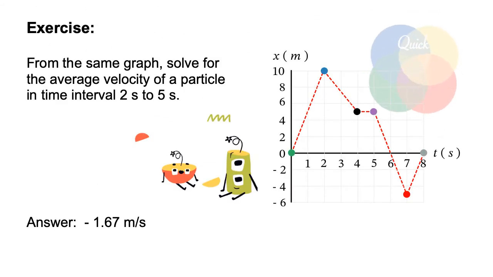Let us have a little exercise. From the same graph, solve for the average velocity of a particle in time interval 2 to 5 seconds. Just follow the previous steps and you will get the same correct answer.